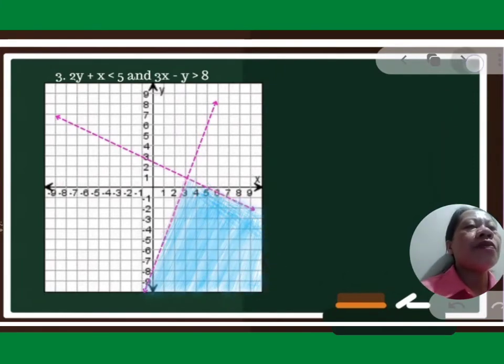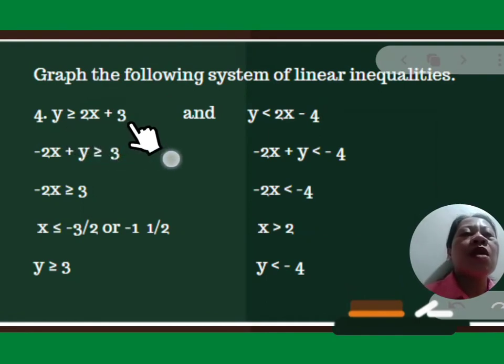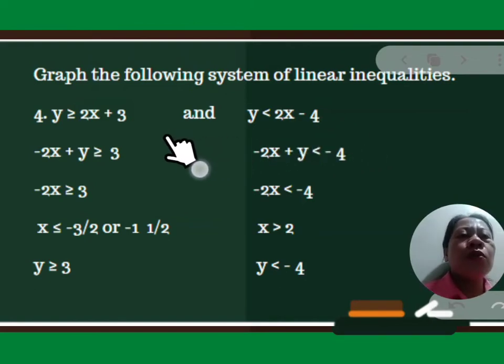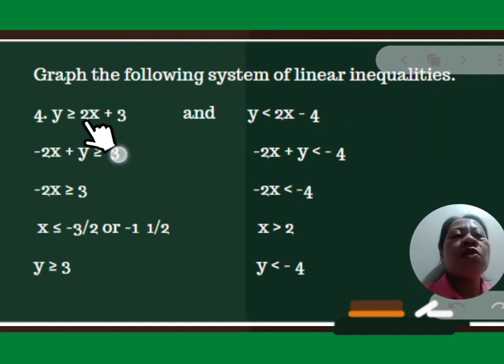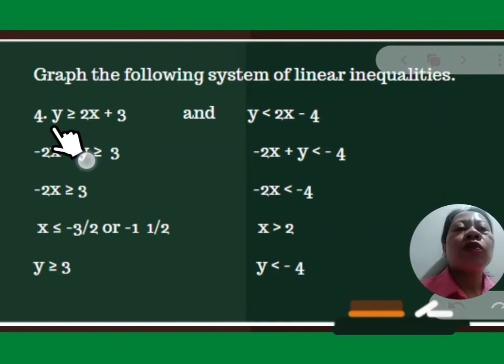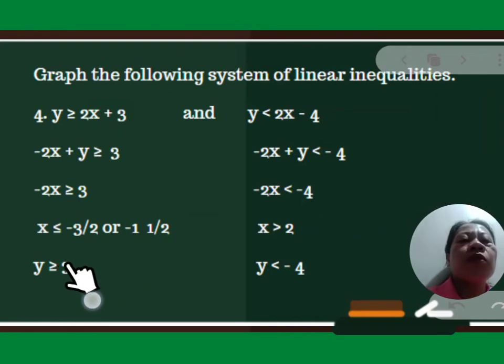Okay, for number 4, we have this one. Y is greater than or equal to 2x plus 3. And y is less than 2x minus 4. So again, we need to identify first the x and y intercepts of each inequality para mas madali nating i-draw yung line kung saang banda dumadaan sa may x at y axis. Okay, so para po dito kitang-kita na ang y-intercept, which is y is greater than or equal to 3 dahil ito ay naka-slope intercept form. So ito na po siya.